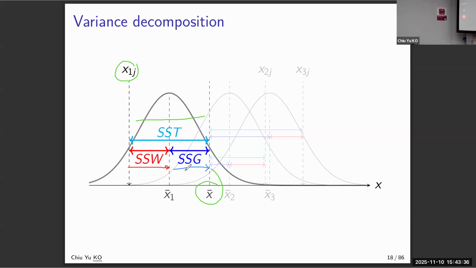That's a math result, but of course that's the idea, right? You go all the way to the grand mean, but it is decomposed into two steps. You go to the group mean and then from the group mean to the grand mean. So that is two steps.